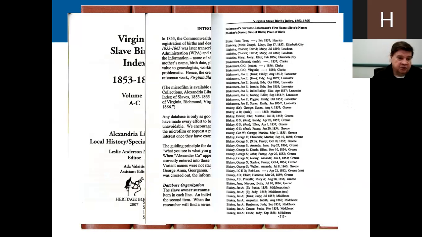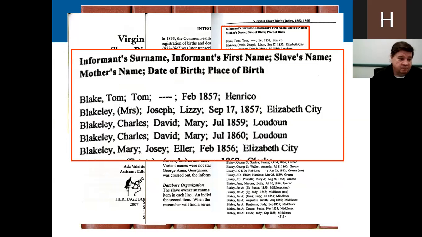And it's pretty straightforward. It gives the informant's name, which is probably the slave owner, the name of the enslaved child, the mother's name, the date of birth, and the place of birth. And these are just listed alphabetically.